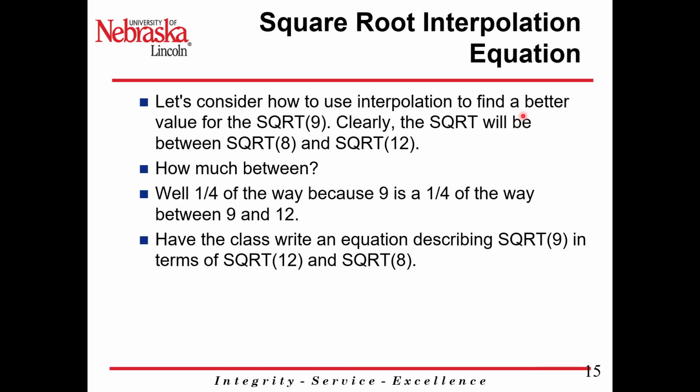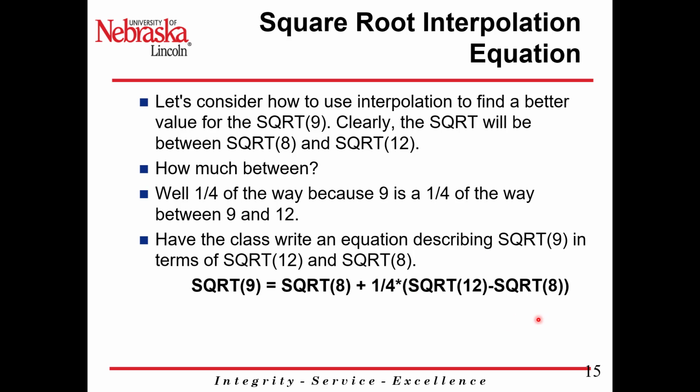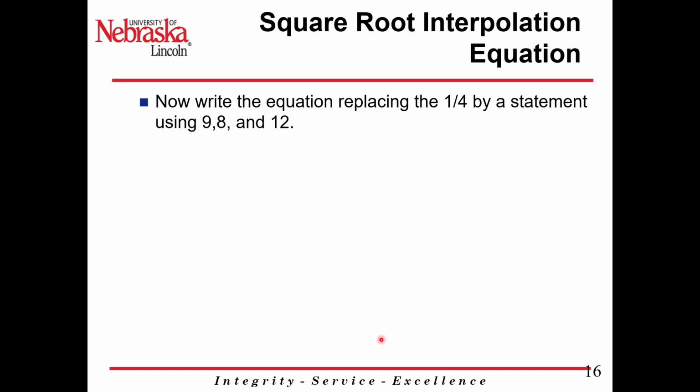Using interpolation to find a better value of square root of 9, clearly the square root will be somewhere between 8 and 12. Obviously, we can do the 1/4 of the way, so 9 is 1/4 of the way between 8 and 12, just like we learned about. We can actually write an equation that describes that relationship. So we get our square root of 12 minus square root of 8 to get our delta, times 1/4 of the way between 8 and 12. Our base, which is 8, becomes the new square root of 9.